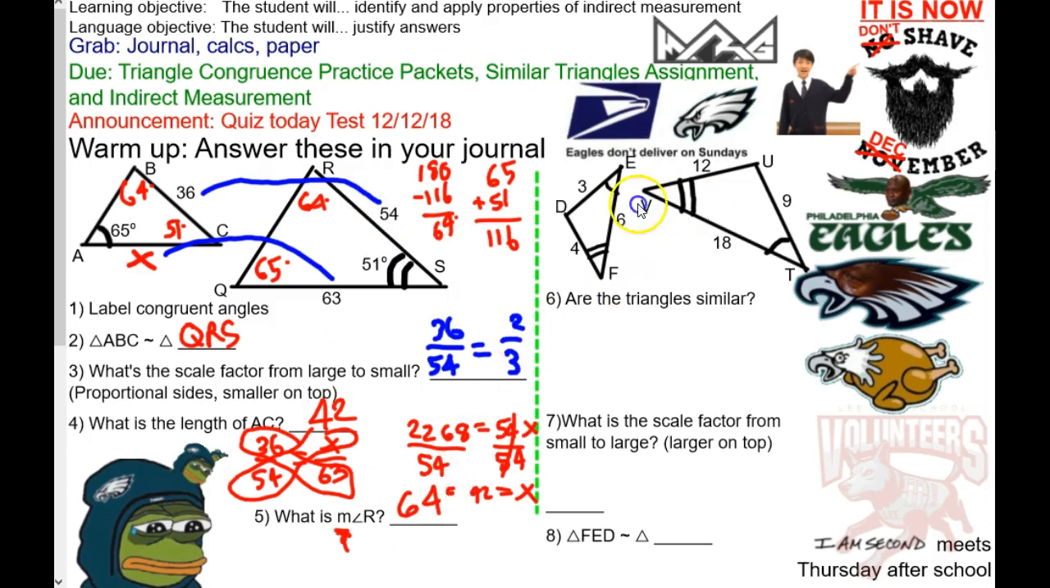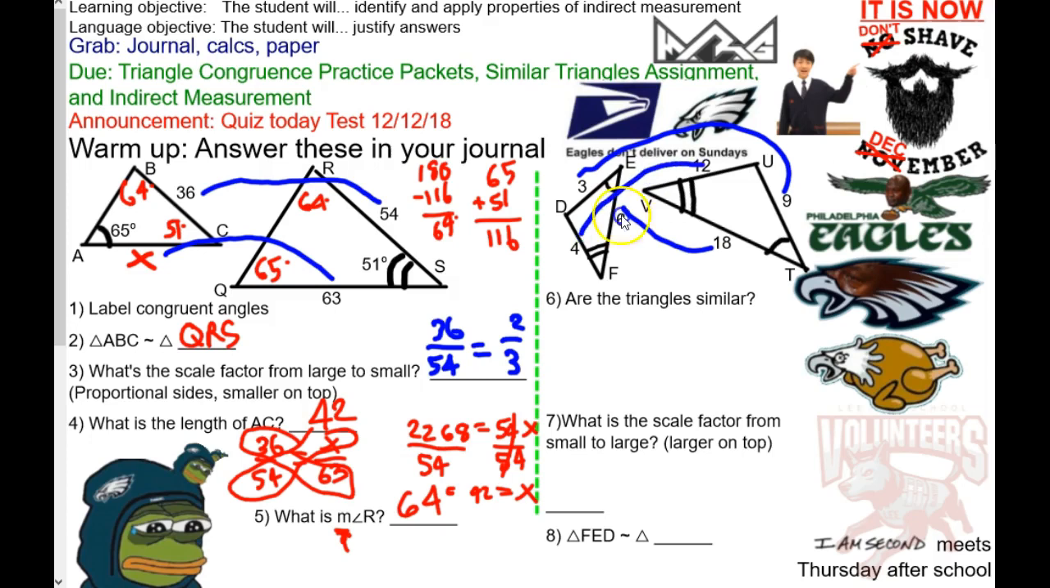Okay, over here, number 6 says, are the triangles similar? So look at these two triangles. How do I tell if they're similar? I need to see if each of these pairs of sides are proportional. So let's make some connections. What does 3 correspond with? 9. And 6 corresponds with what? 18. 4 corresponds with 12.